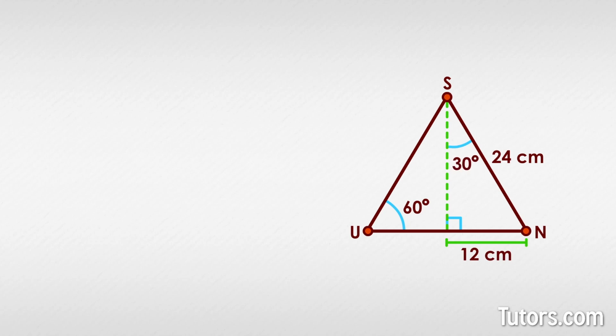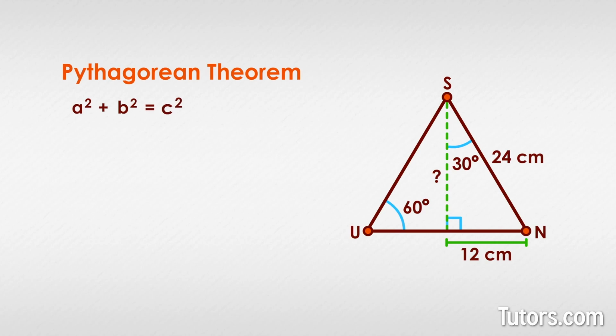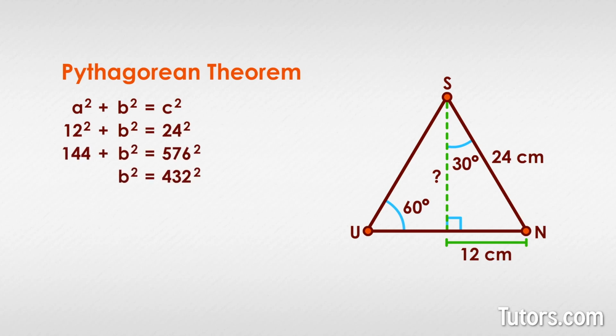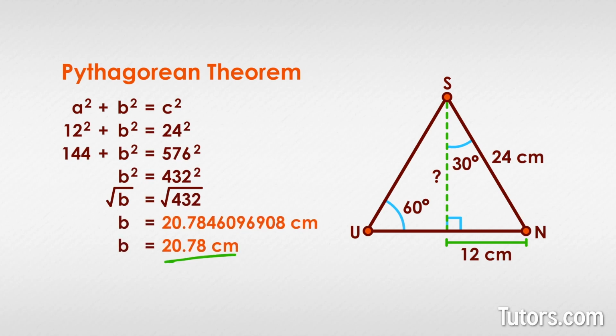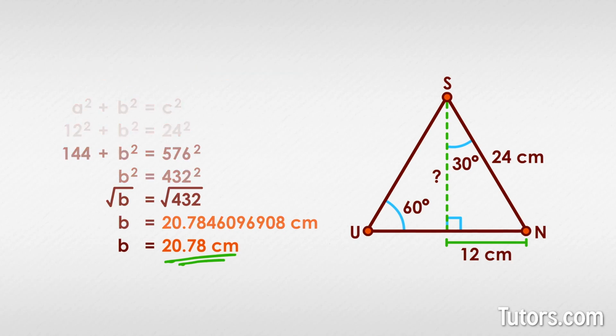Now we know the measure of all three angles and the length of two sides, the short leg and the hypotenuse. What is the length of the third side? This is a job for the Pythagorean Theorem. We only need our lengths for the Pythagorean Theorem to work. We start by plugging in our known sides, which gives us 12 squared plus b squared equals 24 squared. Now we solve for b. And we find that b equals approximately 20.78 centimeters.